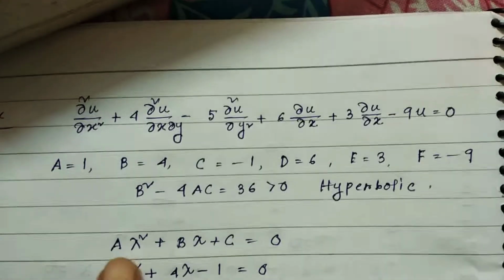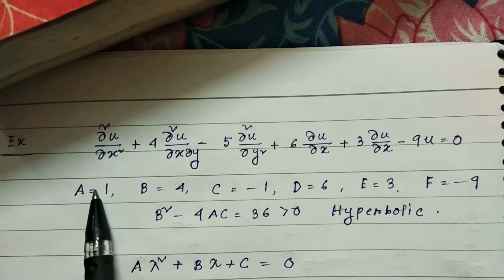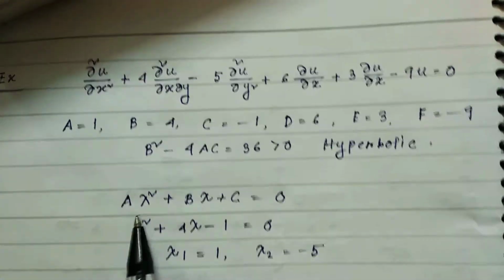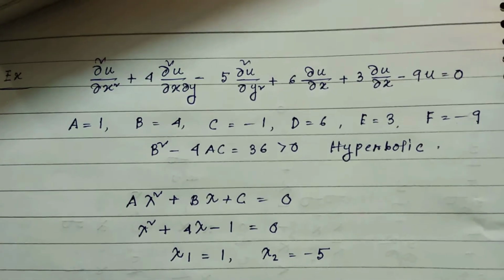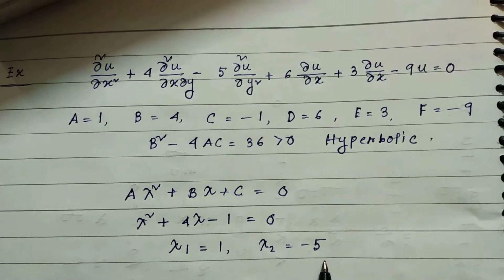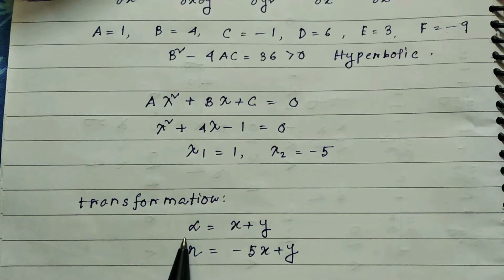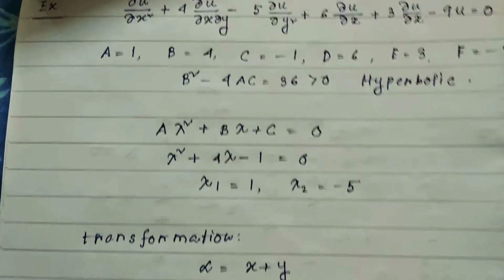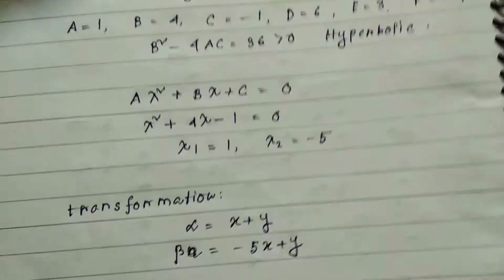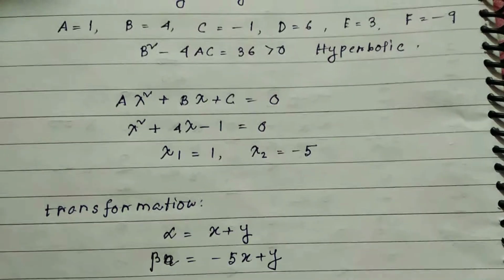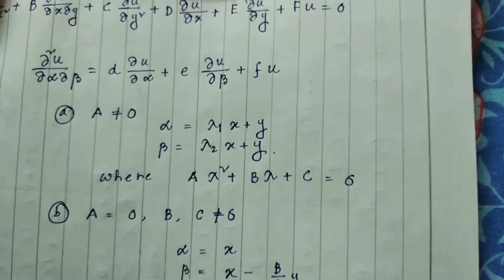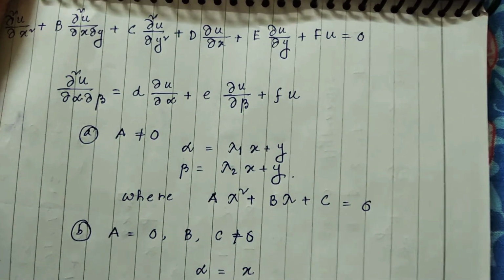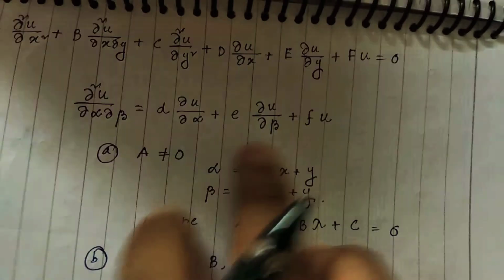Since it is hyperbolic and a is non-zero, b is non-zero, c is also non-zero, if we take the equation a lambda square plus b lambda plus c and solve this, we get lambda 1 equals 1 and lambda 2 equals minus 5. So the transformation becomes alpha equals x plus y, and beta equals minus 5x plus y. This thing actually comes from the first result. If you remember, whenever a is non-zero, the transformation is alpha equals lambda 1 x plus y, and beta is lambda 2 x plus y. So this comes from there.